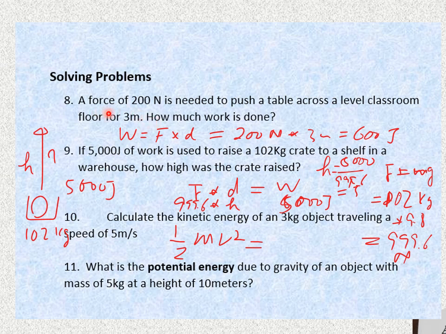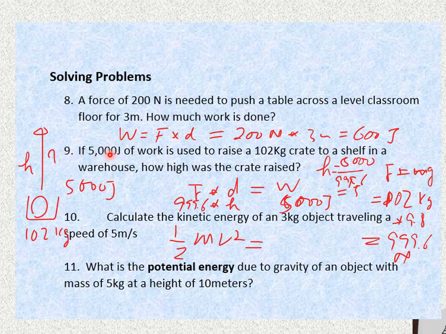So, a force of 200 Newton is needed to push a table across a level classroom floor for 3 meters. How much work is done? And this is easy. Force times the distance. 200 newtons and 3 meters, so 600 Newton meters. It's called joules.